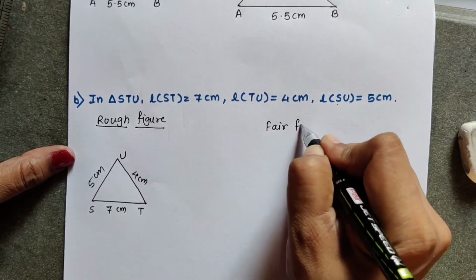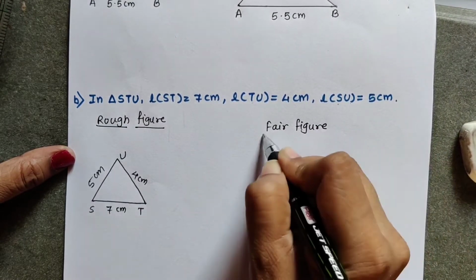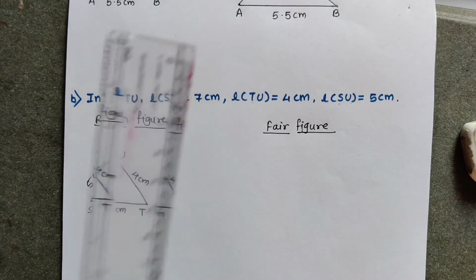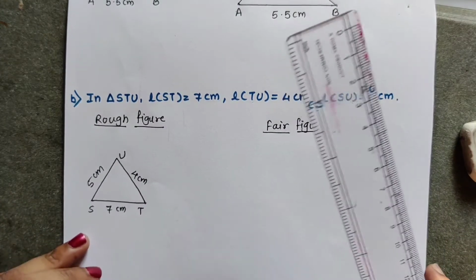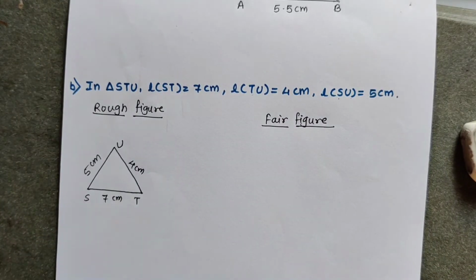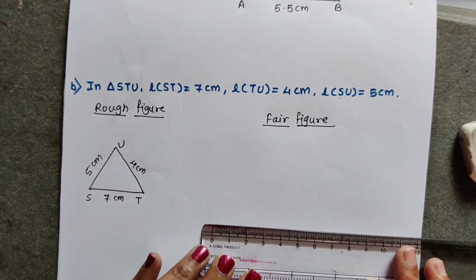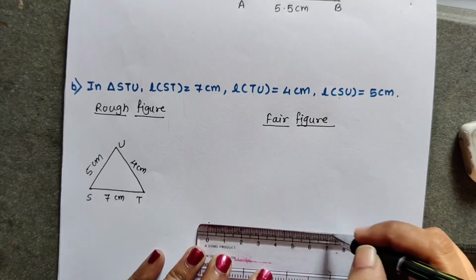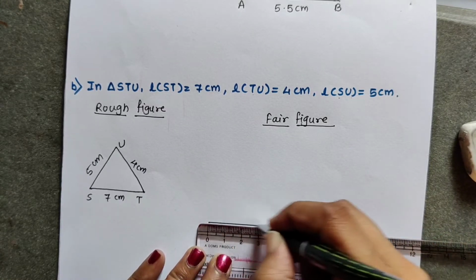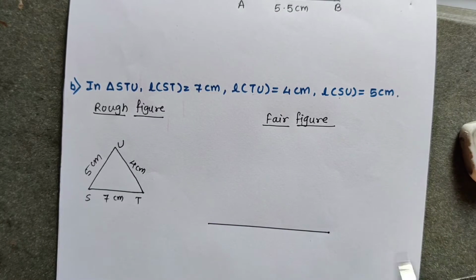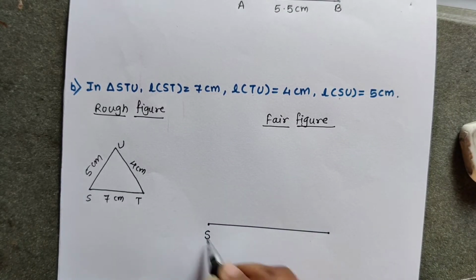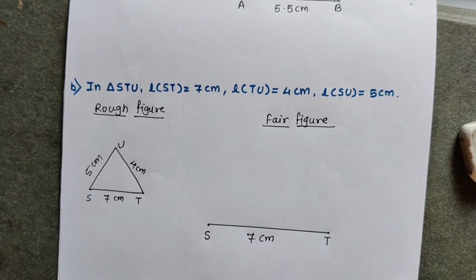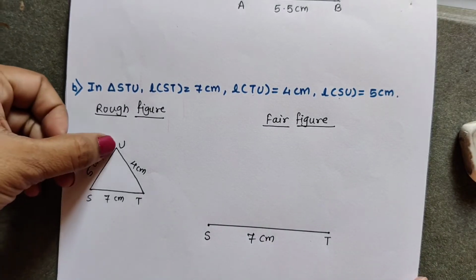Now fair figure. First we will draw this base side ST, which is of 7 centimeter. I will be using my ruler now. This is 7 centimeter from 0 to 7. One point at 0, another point at 7. So 0 to 7, 7 centimeter distance. This is the segment ST, which is 7 centimeter long.